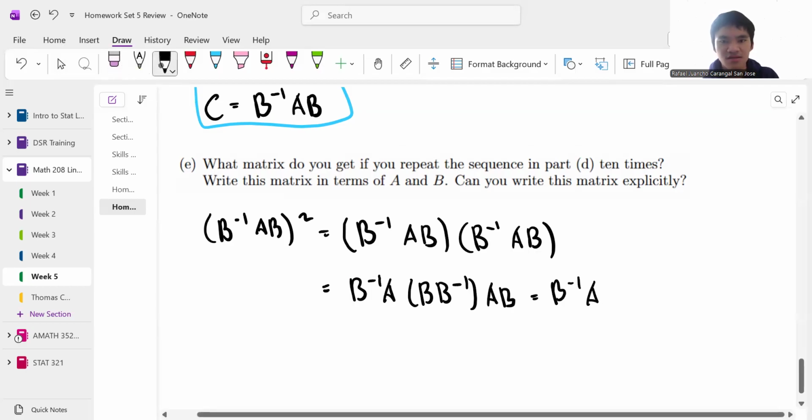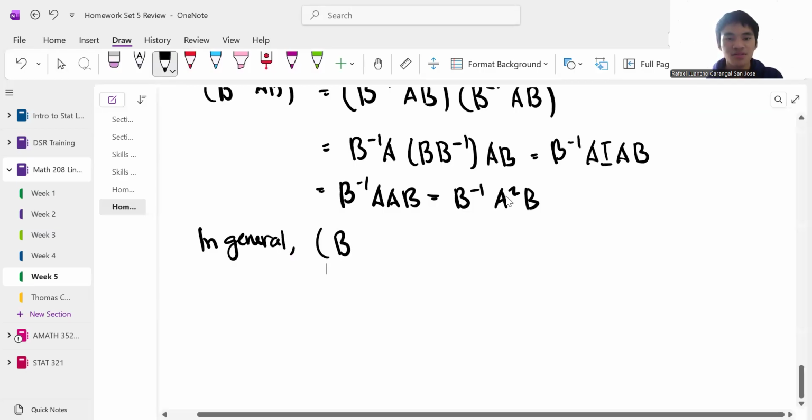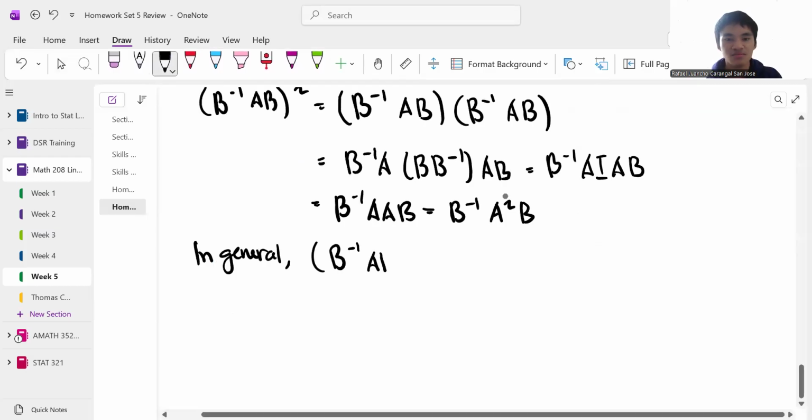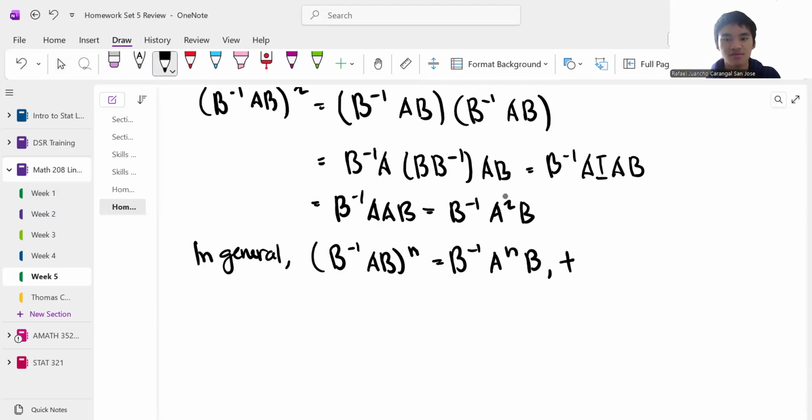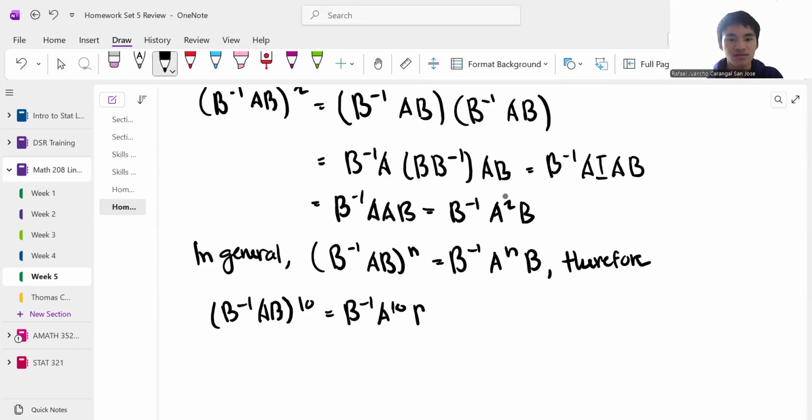This one would give us an identity. A, B. Okay, I see it. And then B inverse is just A, B. And then this one is just A squared B. So in general, based off of what we just saw, all the way to some n is equal to B negative 1 A^n B. Therefore, when we multiply it by A^10, A^10.